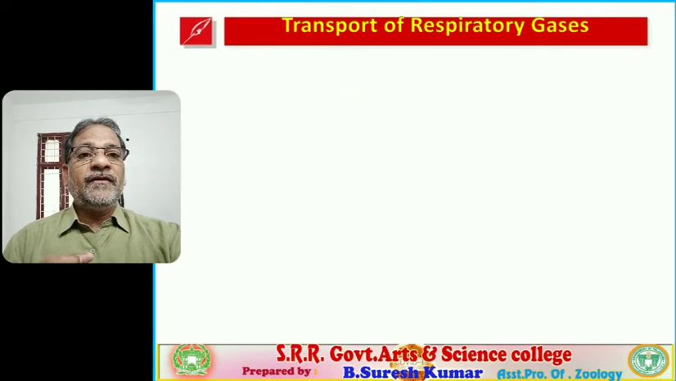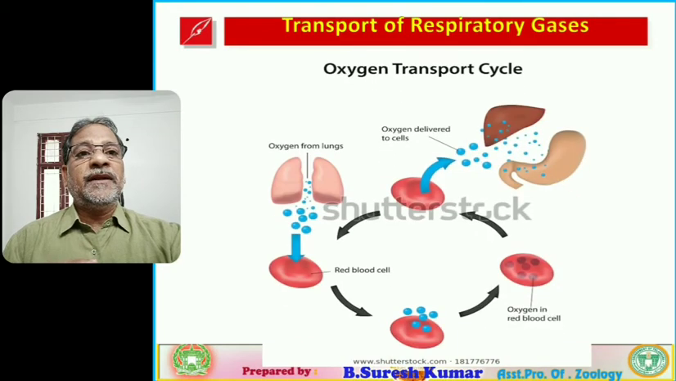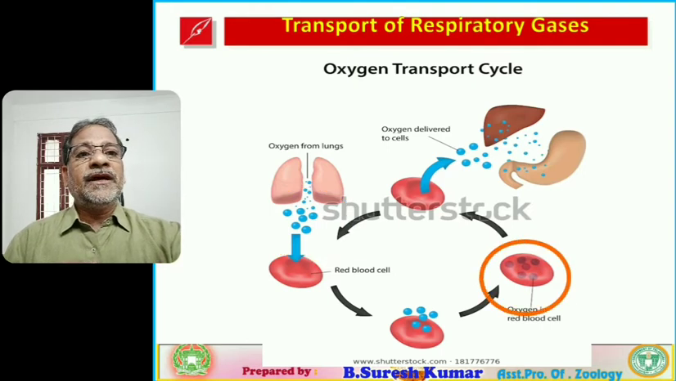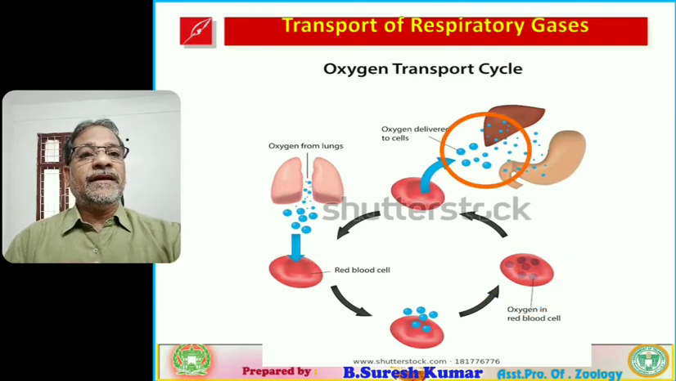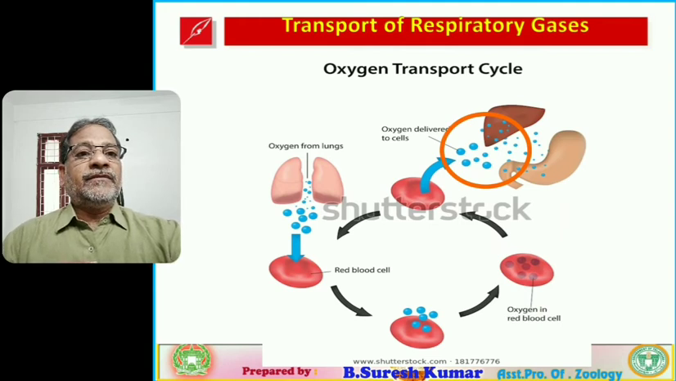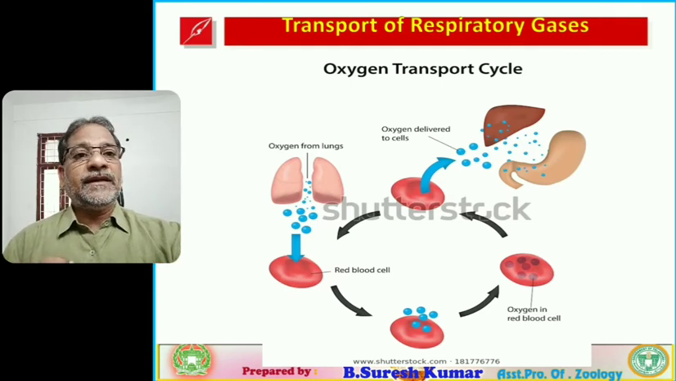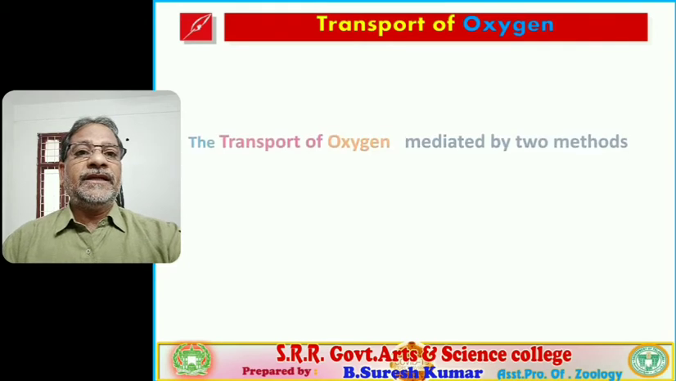Let us see one more visual to explain the oxygen transport cycle. You observe this visual. The oxygen molecules are picked up from the lungs and then into RBC. Then through the RBC they are given up to the body parts, the tissues. So this is a simple way to express the oxygen transport cycle, right?